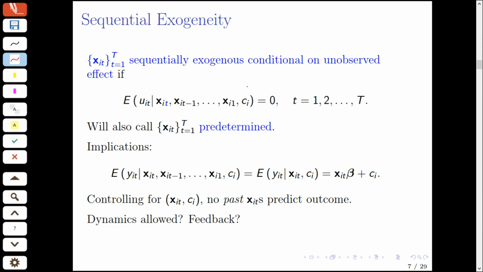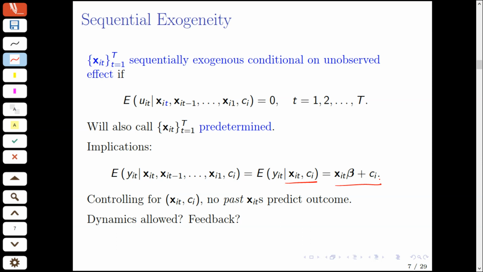One implication of an assumption of sequential exogeneity, going off our linear model, is that the conditional mean of the outcome in period t, conditioning on both current and all previous regressors and the individual effect, is only a function of the current period's regressors and the individual effect, and in our case, a linear function.